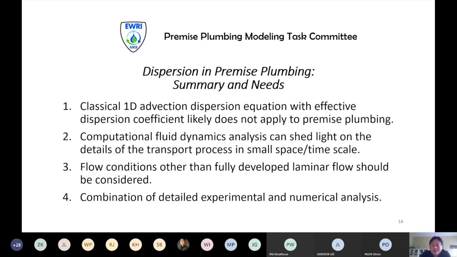Flow conditions other than fully developed laminar flow should be considered. It shouldn't be that hard, because if we know the velocity profile of turbulent flow or turbulent diffusion, I think a Lagrangian particle method can still apply. Of course, a combination of detailed experimental and numerical analysis is needed to really look into how contaminants will transport in premise plumbing conditions. That's it. Yeah, thank you.